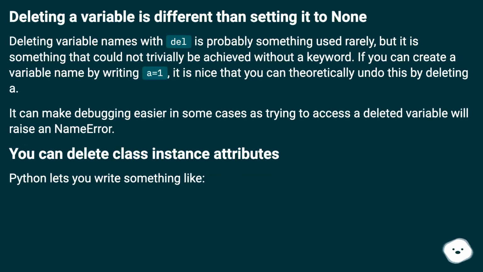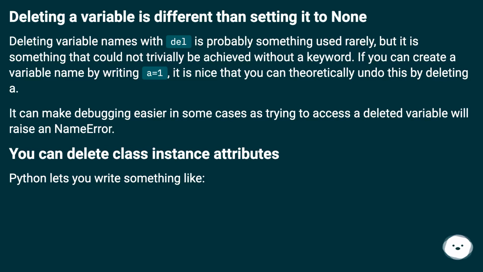Deleting variable names with del is probably something used rarely, but it is something that could not trivially be achieved without a keyword. If you can create a variable name by writing a equals 1, it is nice that you can theoretically undo this by deleting a. It can make debugging easier in some cases, as trying to access a deleted variable will raise a NameError.